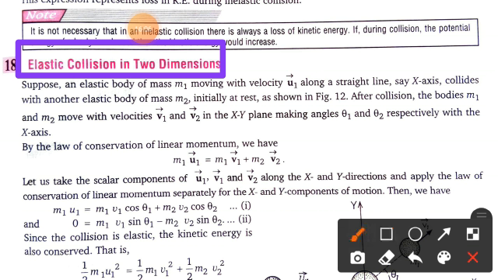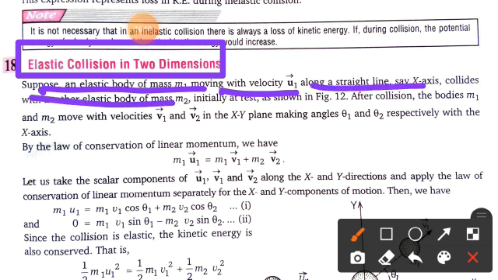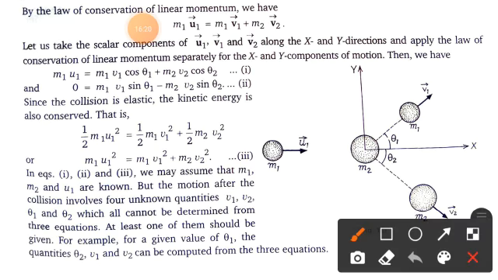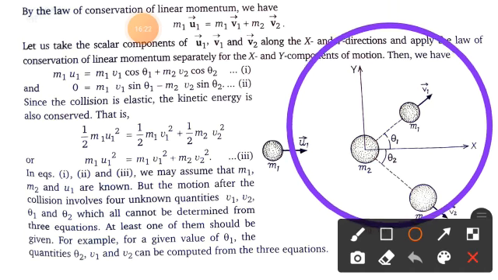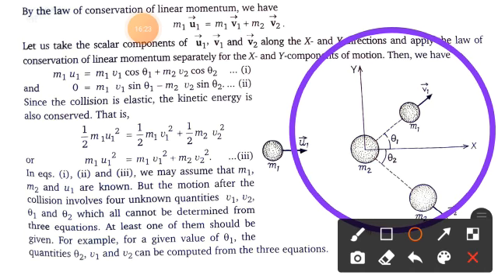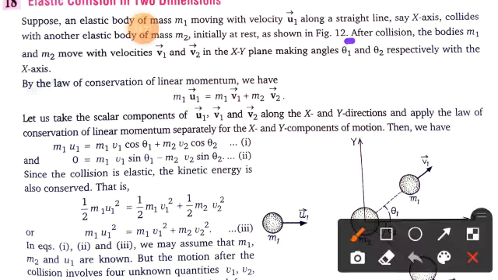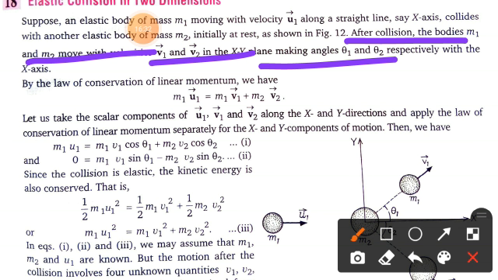Suppose an elastic body of mass m1 is moving with a velocity u1 along a straight line, say the x-axis, and collides with another elastic body m2 which is initially at rest, as shown in the figure. You can see here, this is the figure, and with this figure you can easily understand what is going on. Clear? So after collision, the bodies m1 and m2 move with velocities v1 and v2 in the xy plane, making angles theta1 and theta2 respectively with the x-axis.